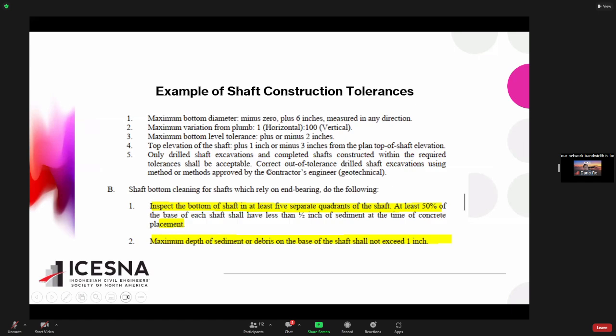This is a typical specification for a drilled shaft, and the bottom one shows the typical bottom cleaning specification. Basically, you divide your base area into 5 quadrants or measurement points, and no more than 50% of them should show more than half an inch of debris. And none of the debris should be more than 1 inch. This is a very typical spec that we use in California.